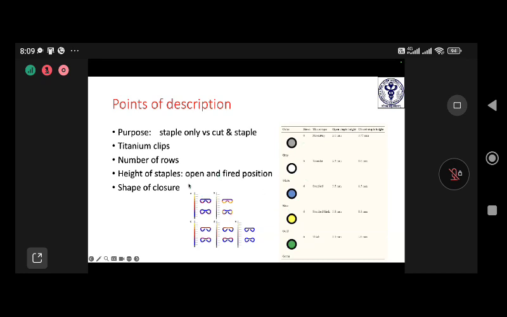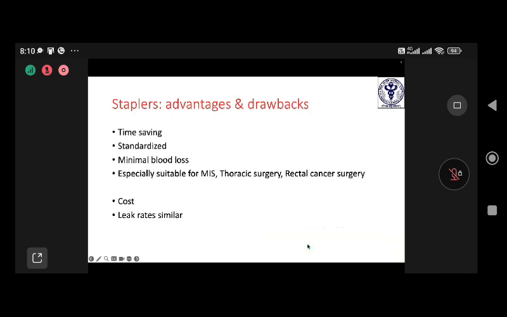What kind of color is there that will give the thickness and appropriateness for the kind of tissue where it is going to be? White will be used for vascular, green will be used for maybe either bronchus, or also for the thick bowel tissue. Also, the shape of the closure.